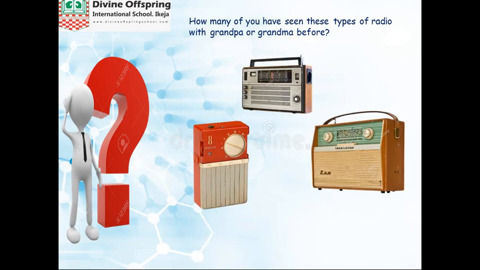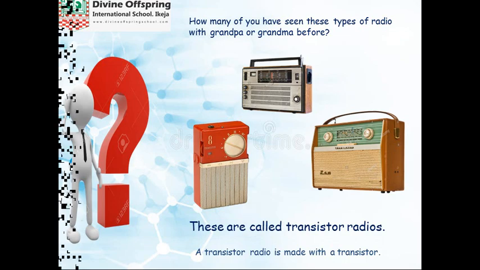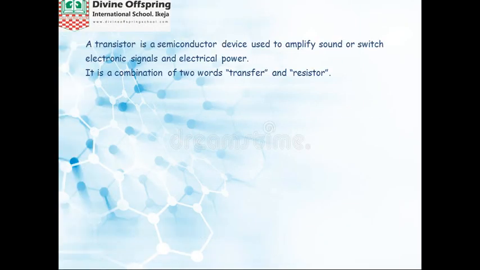How many of you have seen these types of radio with grandpa or grandma before? These are called transistor radios. A transistor radio is made with a transistor. A transistor is a semiconductor device used to amplify sound or switch electronic signals and electric power.